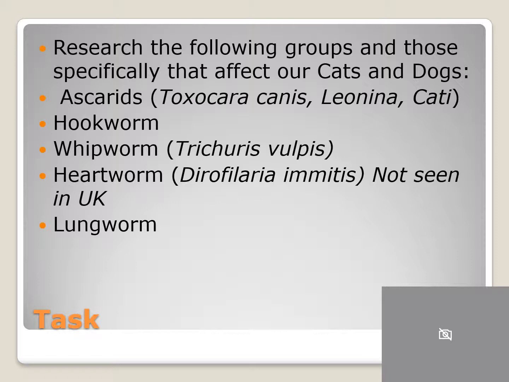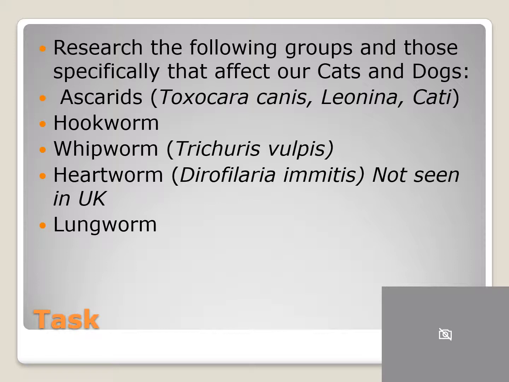Research the following groups and those that specifically affect our dogs and cats. Ascarids, and this includes Toxocara canis, Toxocara leonina, and Toxocara cati. Hookworm, whipworm, which we term Trichuris vulpis, and heartworm, which is Dirofilaria immitis. Please note that this is not currently seen in the UK.